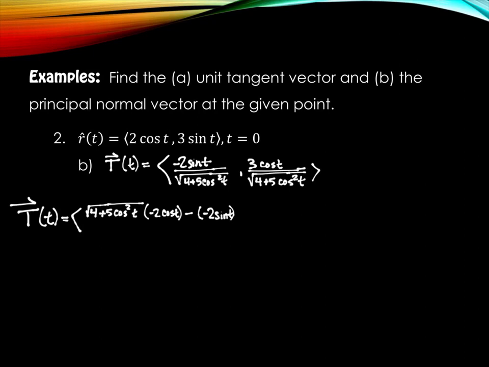One half times 4 plus 5 cosine squared t, to the negative one half power, and then times the derivative of the inside, which is negative 10 cosine t sine t.